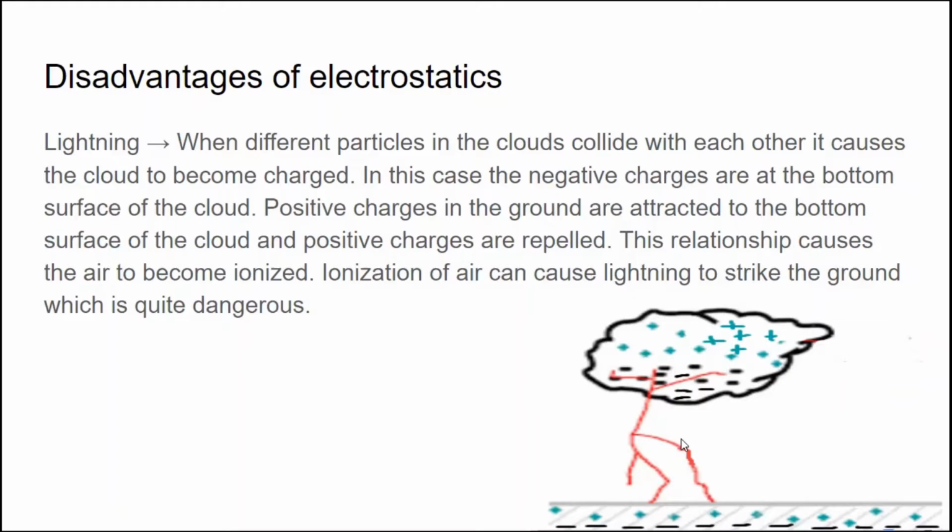This relationship between the cloud and the ground causes the air to become ionized, and the ionization of air causes lightning to strike the ground, which is quite dangerous.